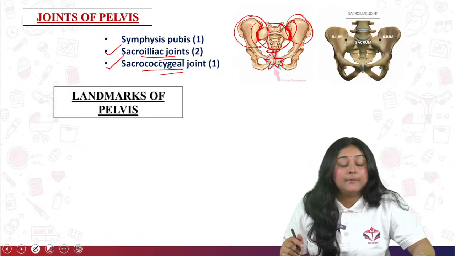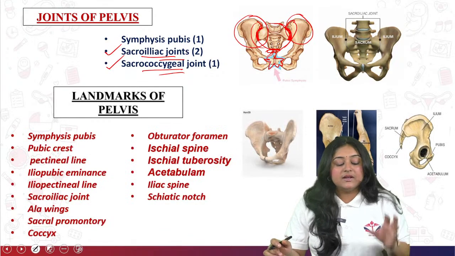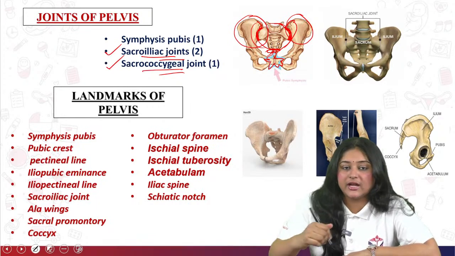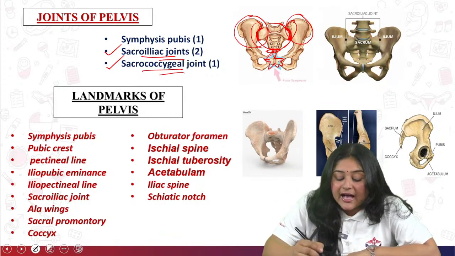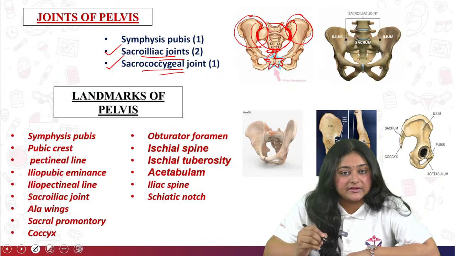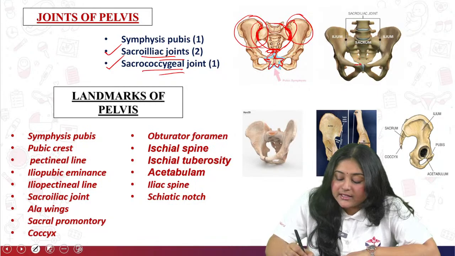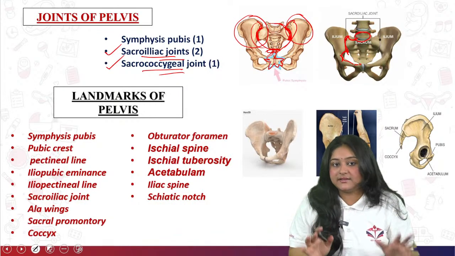Okay. Now come to the landmarks of the female pelvis. This is also one of the most important topics. You can tell the landmarks from anterior to posterior or posterior to anterior. Now I am telling you from anterior to posterior. First is the symphysis pubis, then pubic crest, pubic tubercle, pectineal line, iliopubic eminence, iliopectineal line, sacroiliac joint, ala wings and sacral promontory. So a total of 9 landmarks are there in the female pelvis.